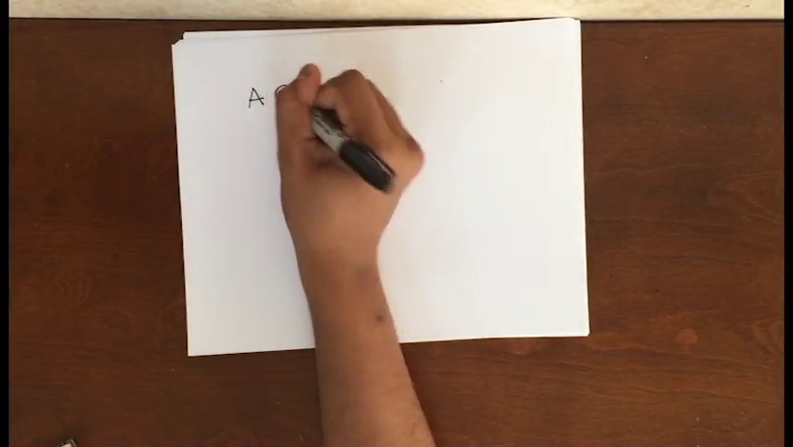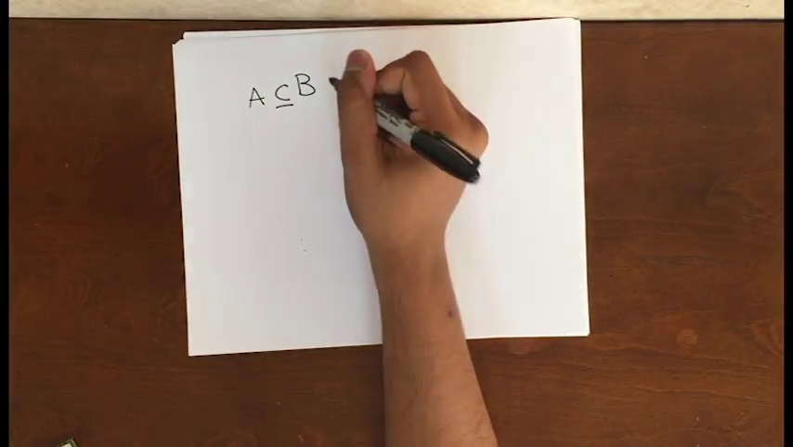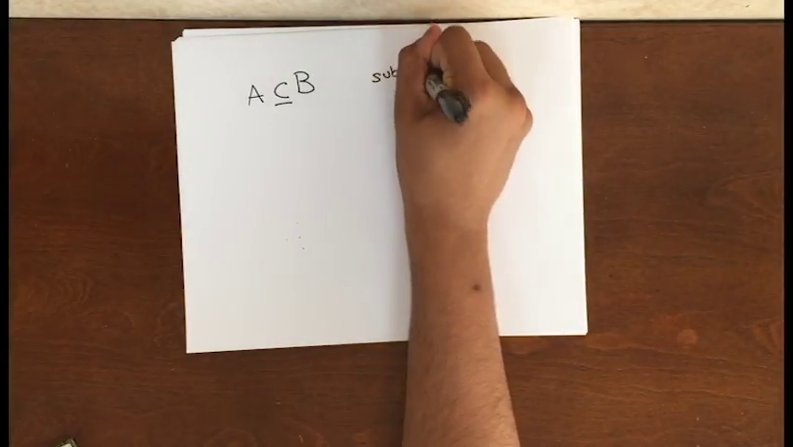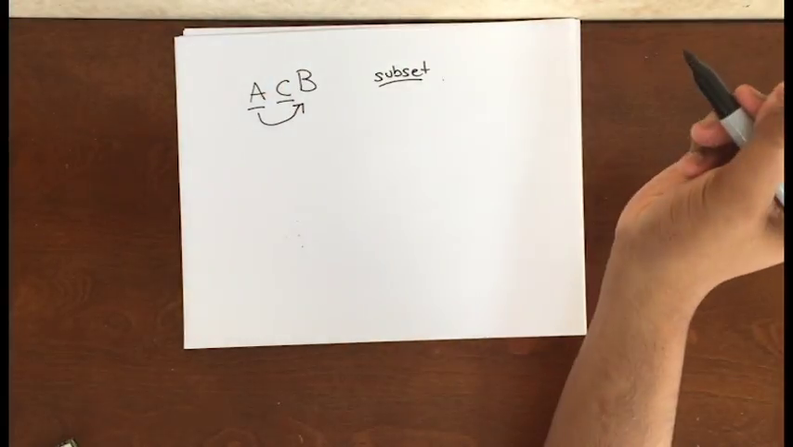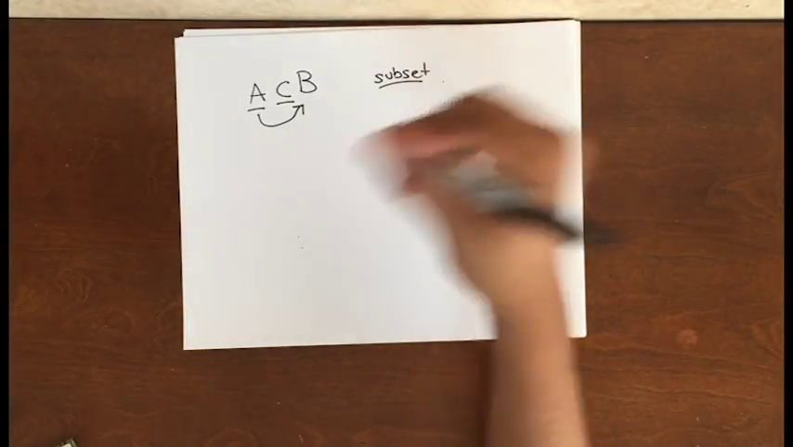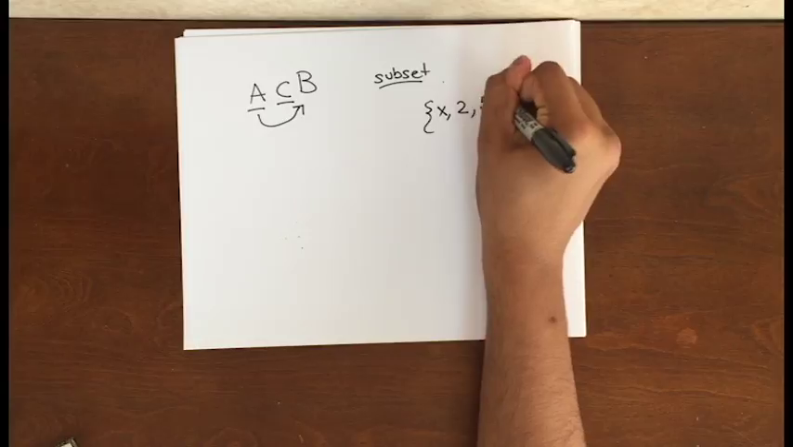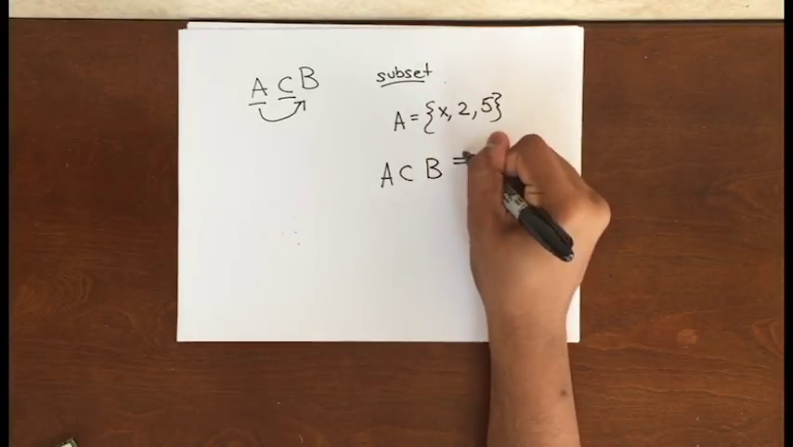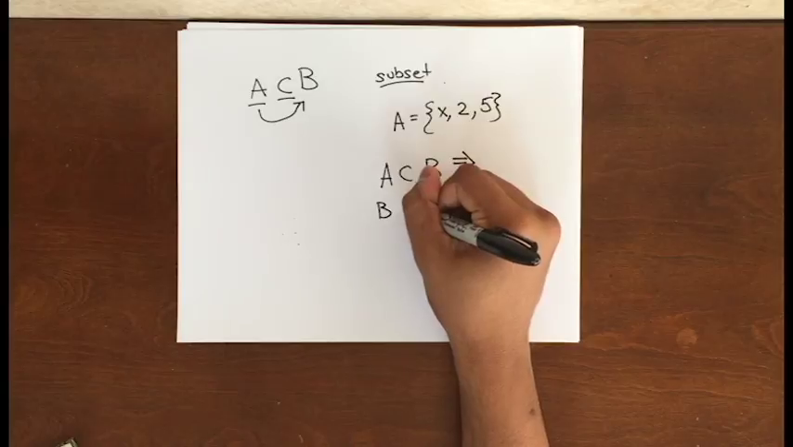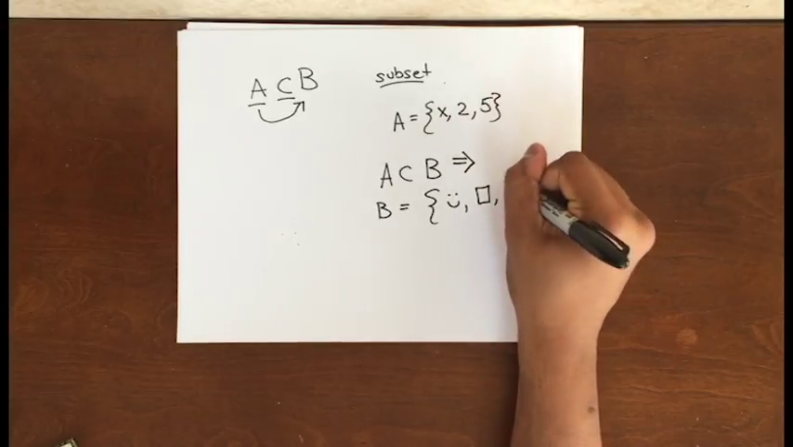Some more notation. A, this curved symbol, B, this means contains, or A is a subset of B, meaning that everything in A is also in B. Or, as I like to think of it, it's a set within a set. So the set A, which might contain x, 2, and 5, this is A. If I say that A is contained in B, that means that the set B is equal to everything that it might contain. So let's say a smiley face, a square, and then everything in set A.